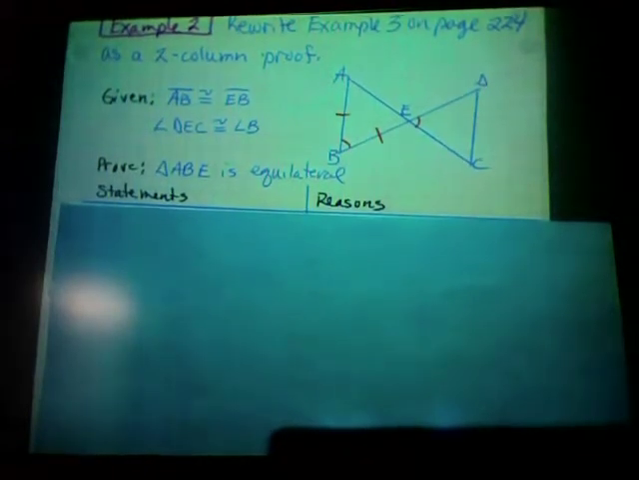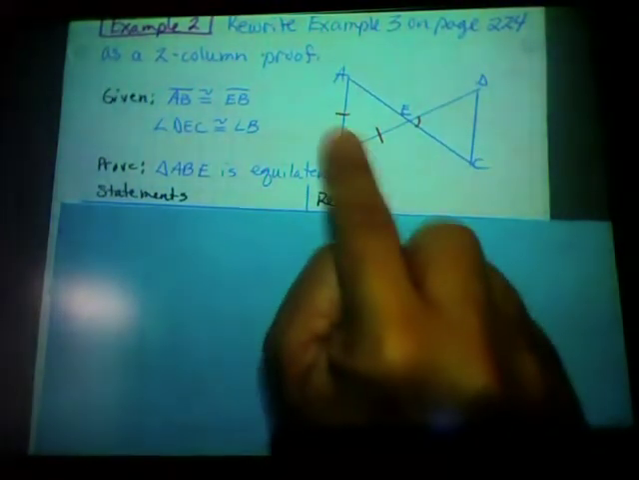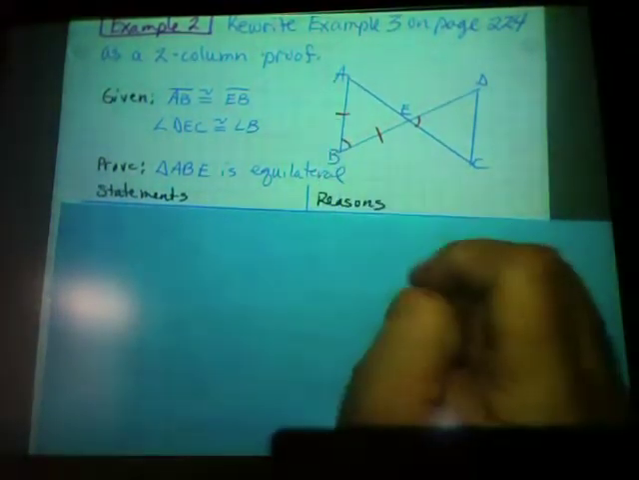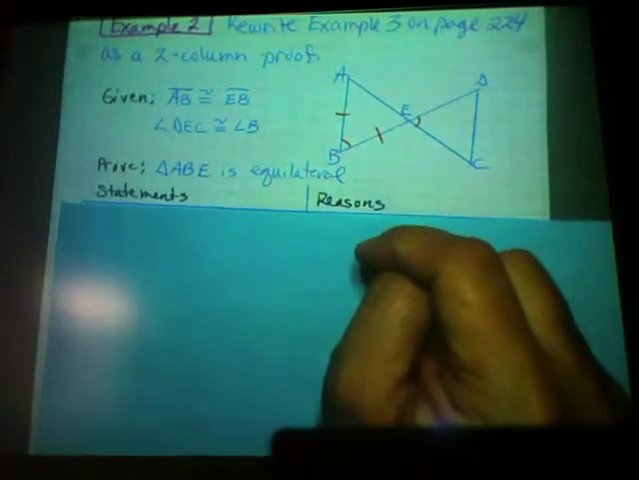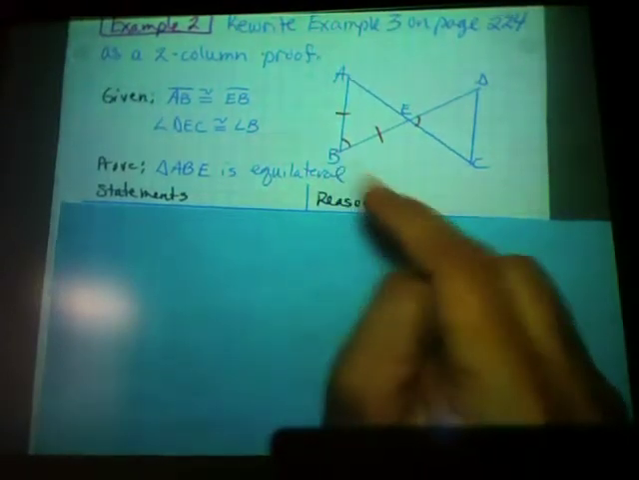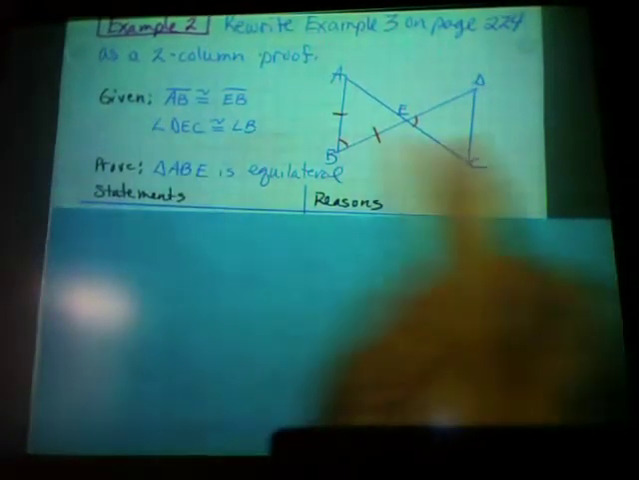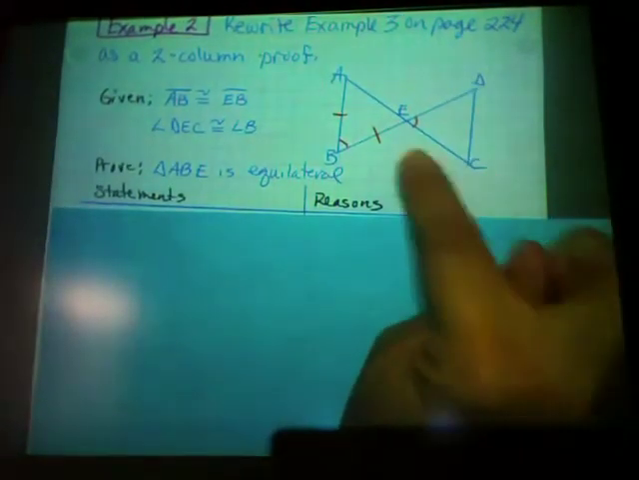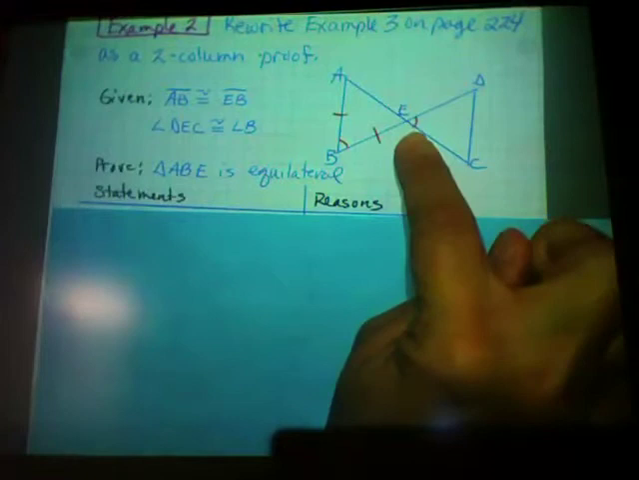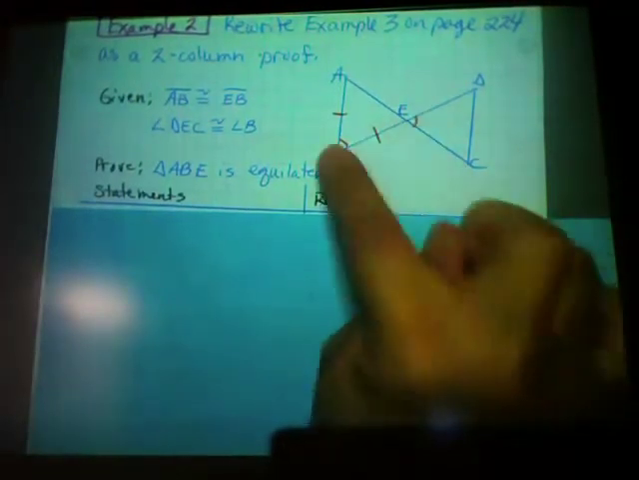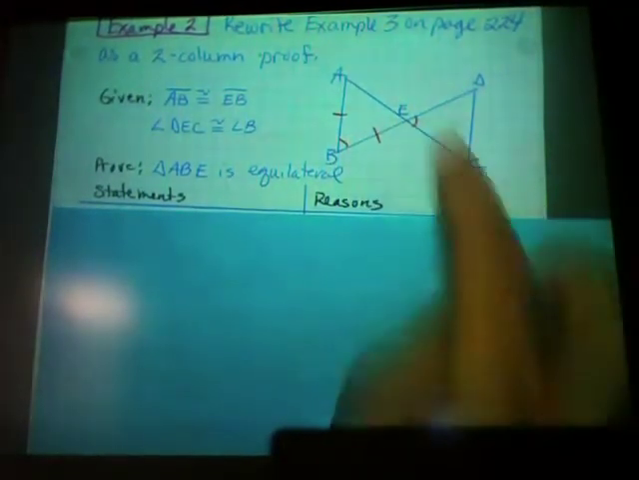The first thing that they gave you in the given was that segment AB is congruent to segment EB. So I got tick marks here and there. So right now I could definitely say that it's an isosceles triangle, just based upon that. Then it goes on to say that angle DEC, so follow your fingers, DEC, that's that angle there, is congruent to angle B. So that's why I have angle markers there.